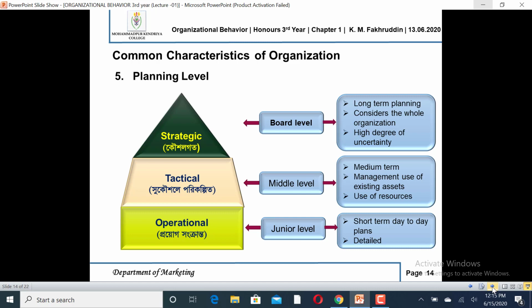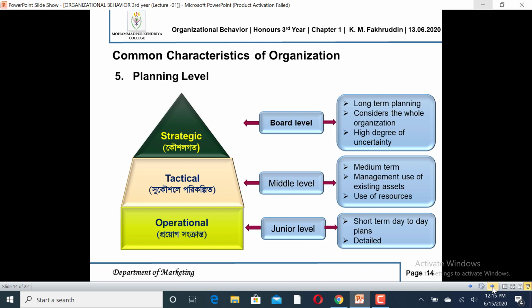Matching organization activities to the external environment. Identifying future requirements and matching that to resources and capabilities. In strategic plan, there is a high degree of uncertainty and also recommended corrective action is required.